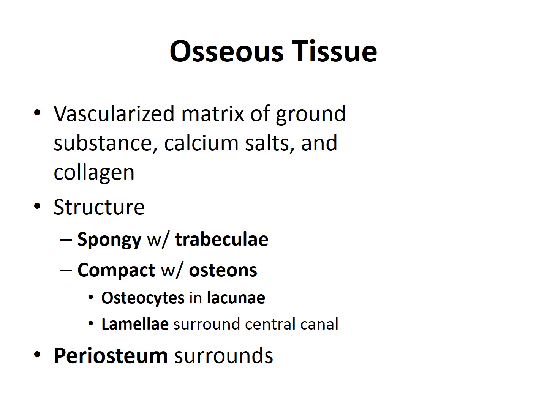Bone: vascularized matrix of ground substance with calcium salts and collagen. And there are different types of bone that you will examine later on. Spongy bone, which has a trabeculae or lattice type network, and compact bone, which is a repeating pattern of osteons. The mature cell, again with bone, is the osteocyte, which sits in the lacunae. The periosteum surrounds it.